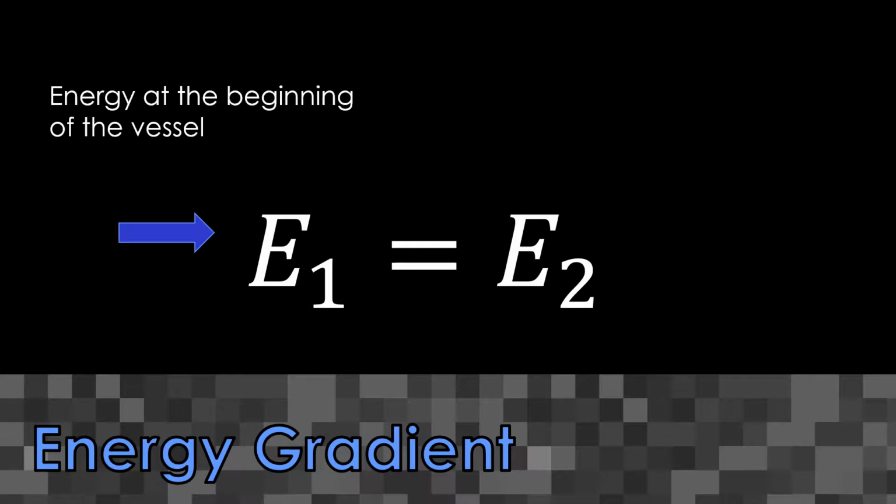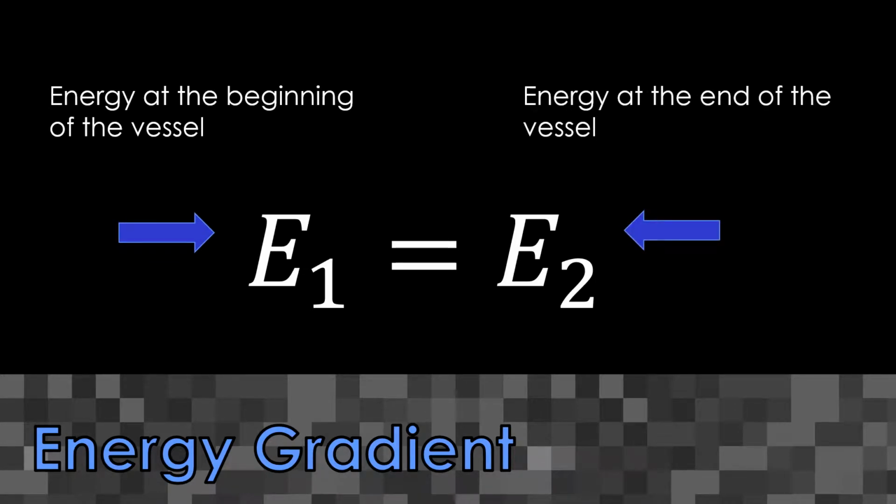If the energy at the beginning of the vessel equals the energy at the end of the vessel, then no blood flow can occur. There must be a difference in energies for blood to move.